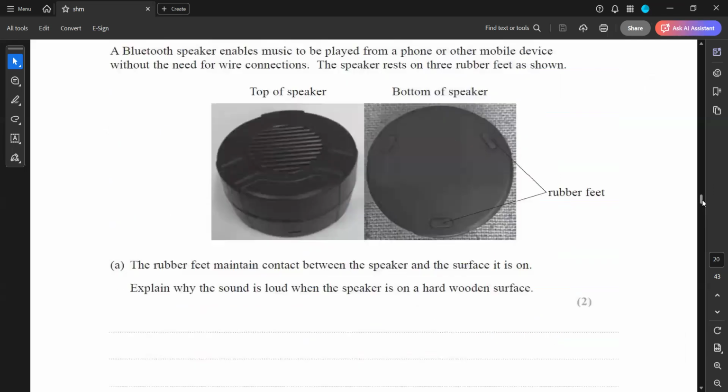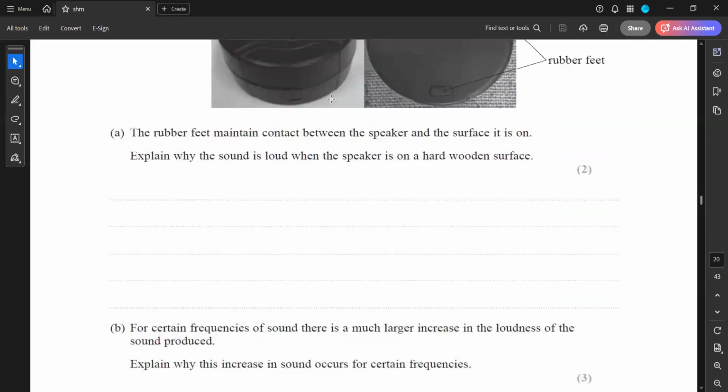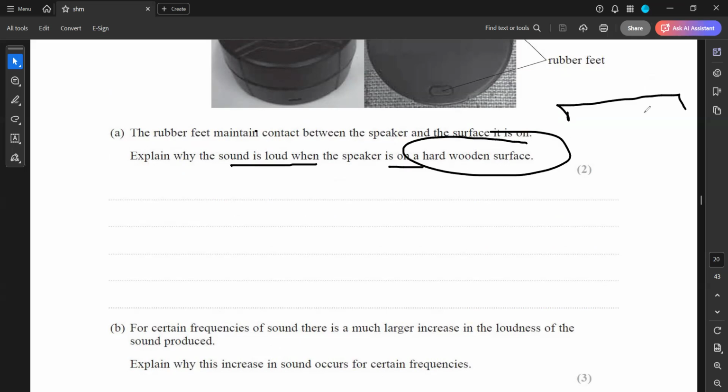In the previous question, the first part was that the rubber feet maintain a contact between the speaker and the surface. Explain why a sound is loud when a speaker is on a hard wooden surface. So when it is on a hard wooden surface, the speaker causes the wooden surface to vibrate, and the wooden surface will have a large area as compared to the speaker. That's why the sound will be louder.